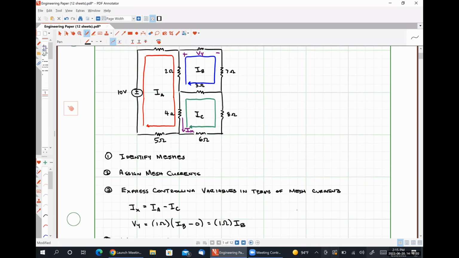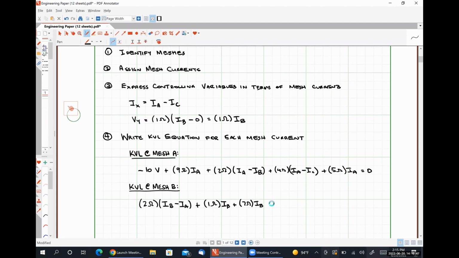And then we see our 3 ohm resistor. IB is flowing from right to left, which we're considering positive in this case. IC is flowing through the 3 ohm resistor from left to right, so we're going to give that one a negative sign. So plus 3 ohms times IB minus IC, and we have reached the node that we started from. So again, we set it equal to 0 and move along to our next expression.